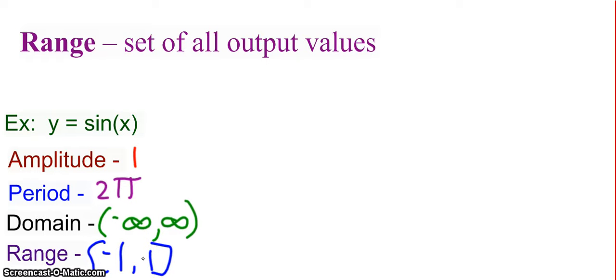What we're going to be looking at today is transforming that as well, so this information can change. The domain will actually never change for sine. But everything else can change. However, for the basic sine function, you'll want to kind of know that the amplitude is 1, the period is 2 pi.